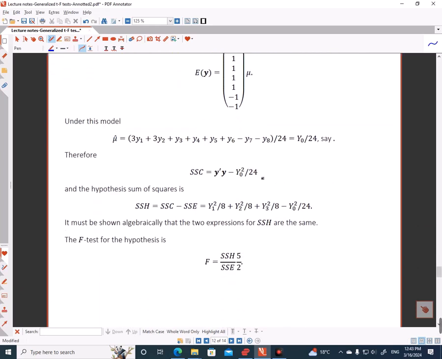And of course you can then construct your F statistic, and the F statistic seems to be the same thing.